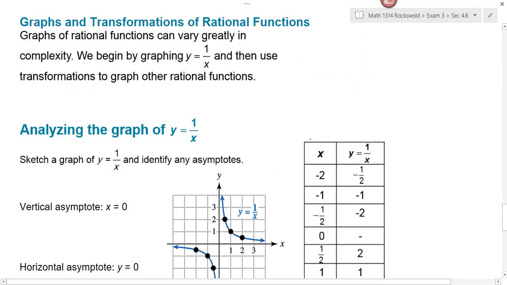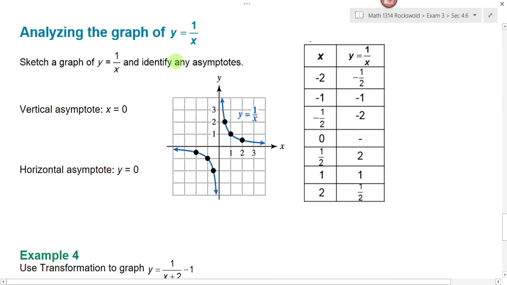Now we can graph rational functions using transformations if we understand what the graph of the parent function looks like. The most basic rational function we have is y equals 1 over x. So what I could do is I could make a t-chart to get some points to plot. So if I pick different values for x, plug them into the function and solve for y, that gives me sets of ordered pairs. So I have a point at -2, -1/2, that's this point right here, -1, -1, that's this point right here, -1/2, -2, that's this point right here.